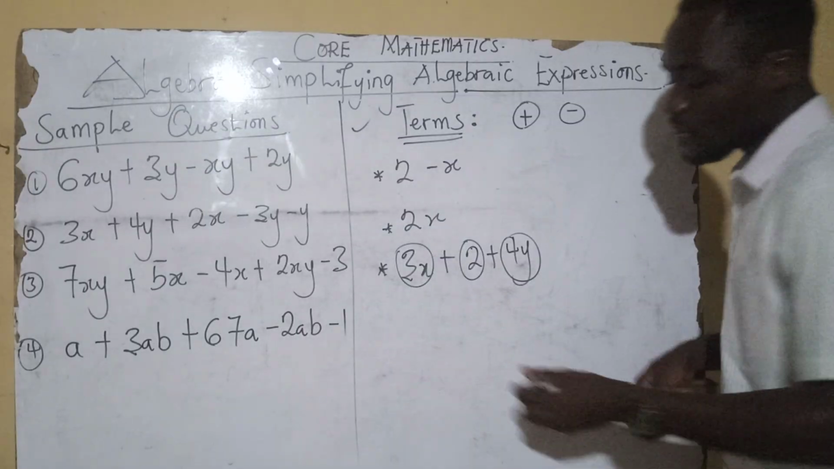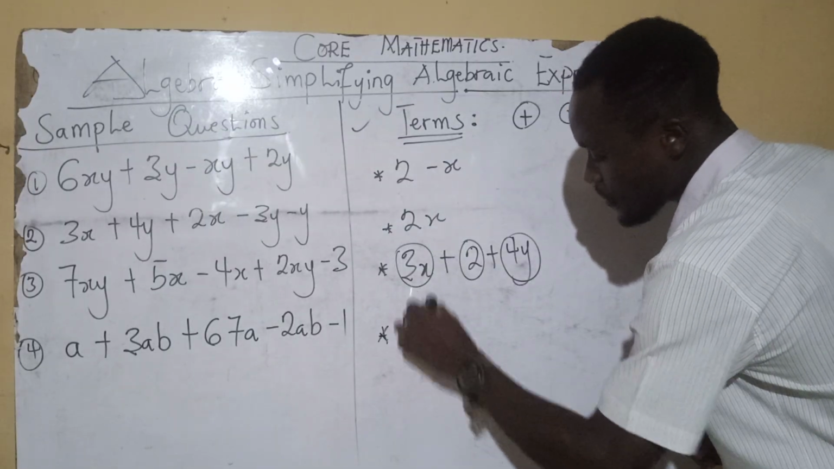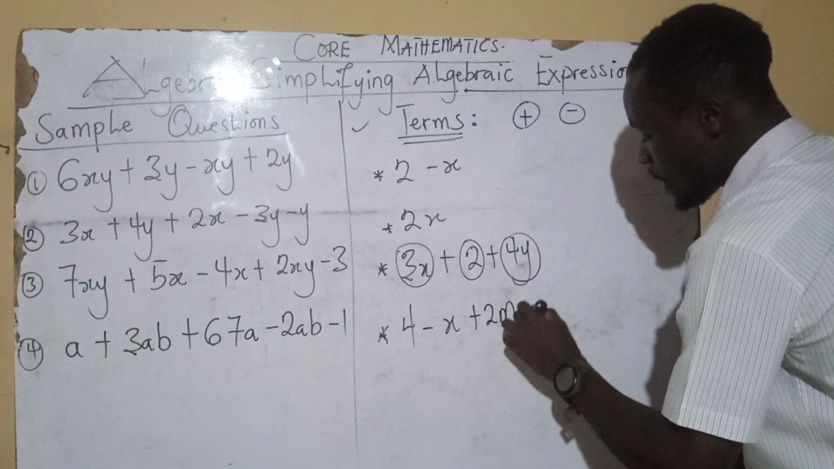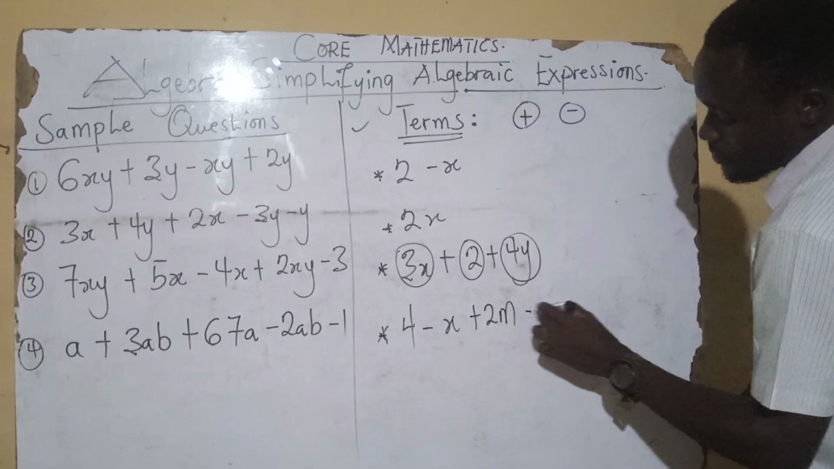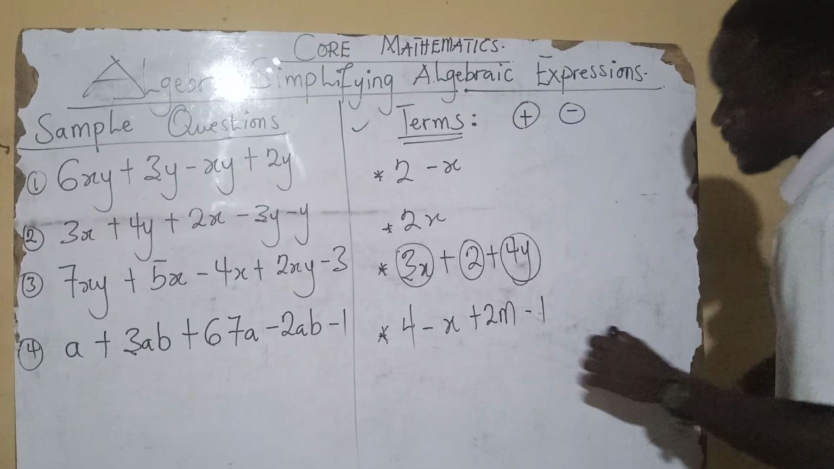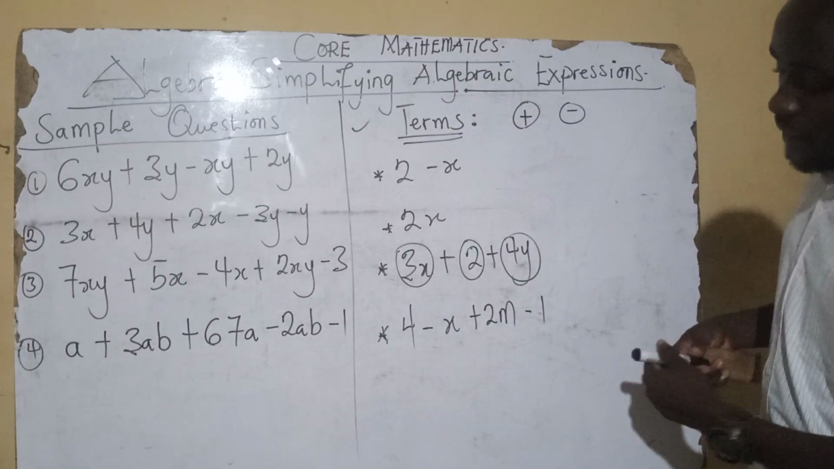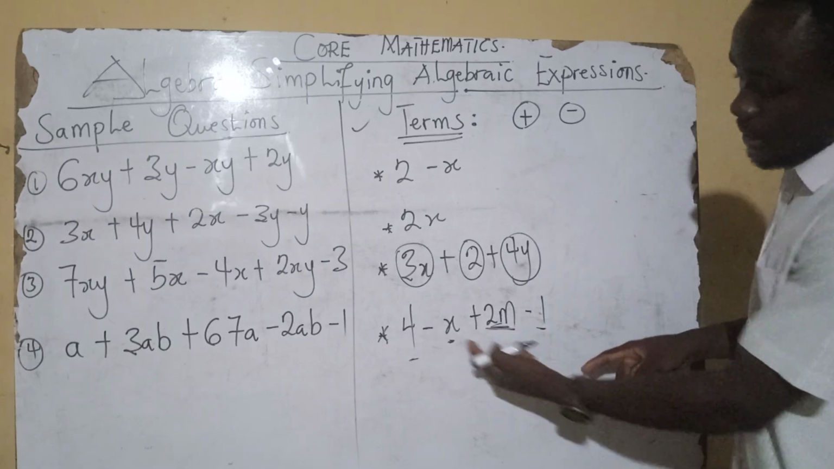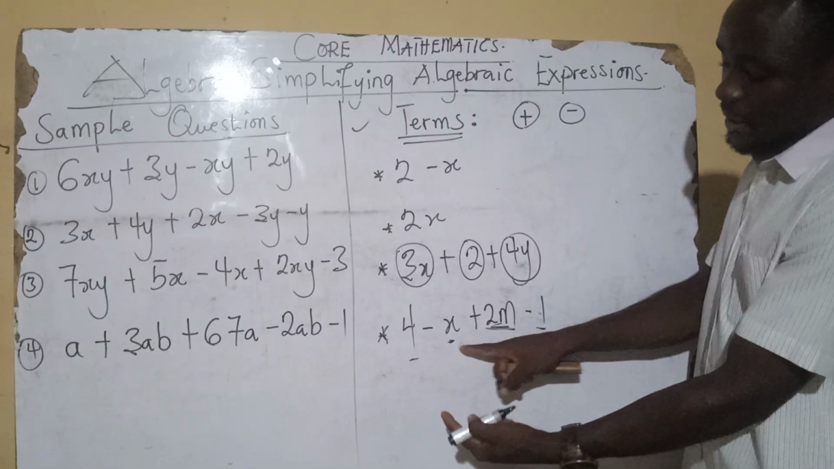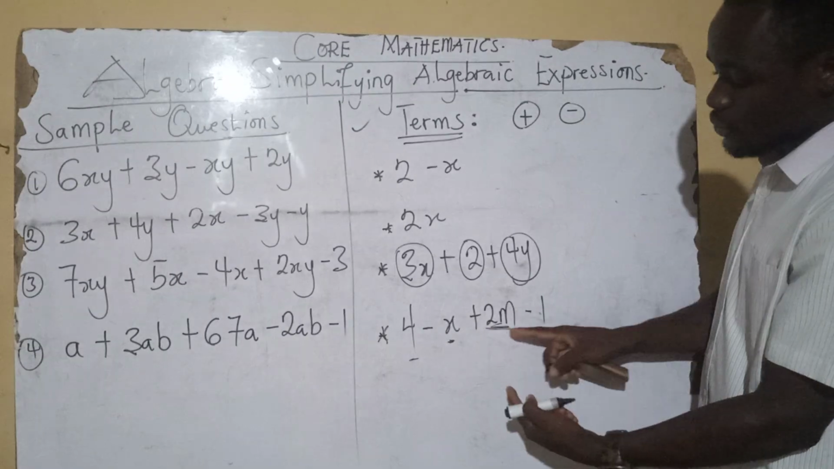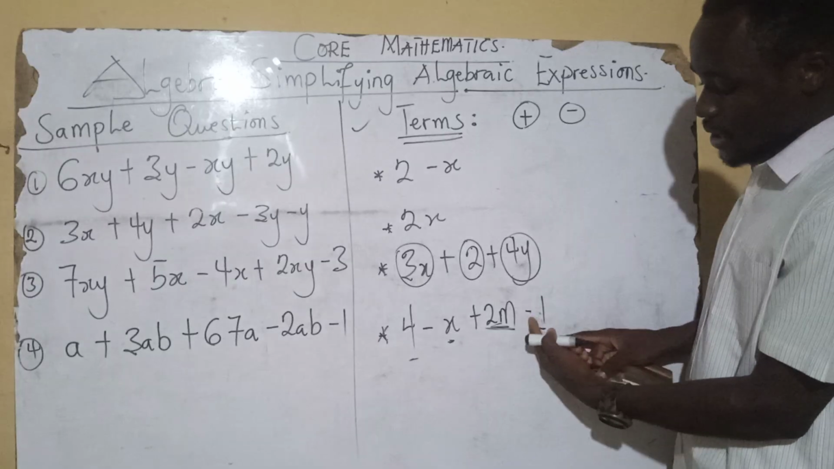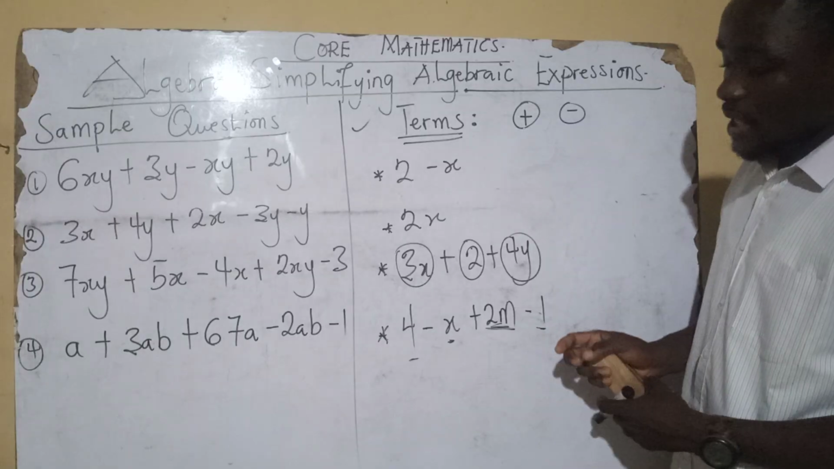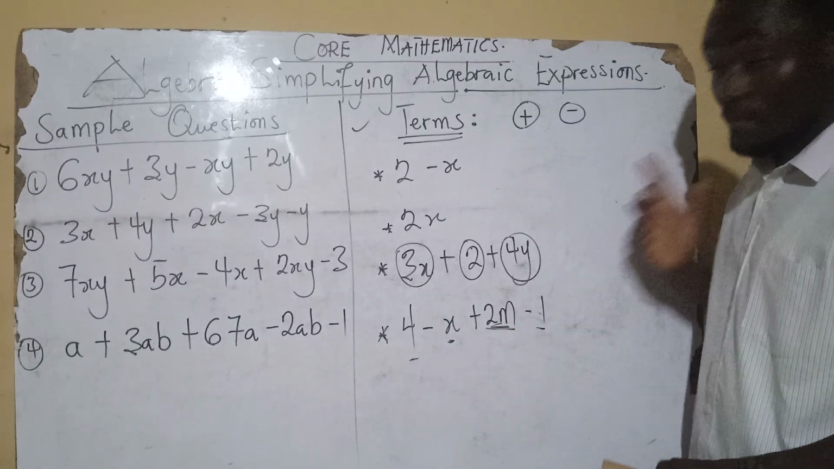Very good. The last one that I will dive into is, let's say, we have 4 minus x plus 2m minus, let me say, 1. So this one also, let's check the number of terms. I have term 1, term 2, term 3, and term 4, because the subtraction is separating the 4 and the x, addition is separating the x and the 2m, and here too the minus sign is separating the 2m and the 1. That makes it what? How many terms? 1, 2, 3, 4. I believe you understand.